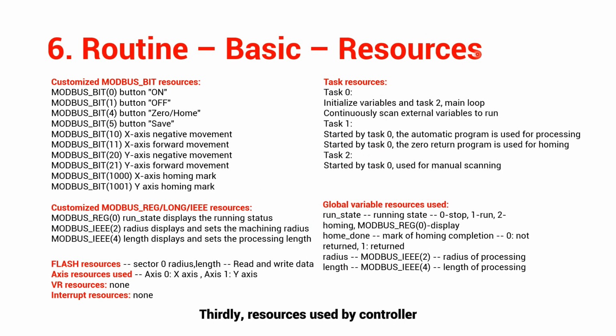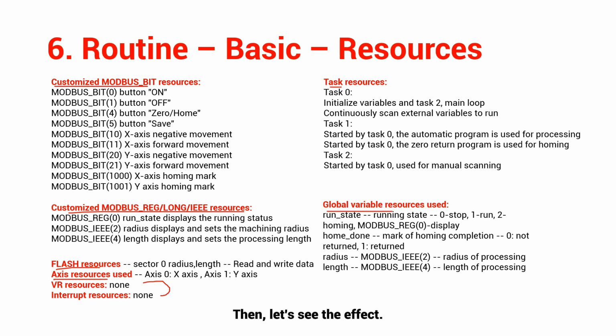Thirdly, resources used by controllers. It shows 8 kinds of resources that can be used usually. Here, there are 6 resources. Number 1, customized Modbus bit. Number 2, customized Modbus word registers. Number 3, tasks. Number 4, global variables. Number 5, flash. Number 6, axes. No VR and interrupt resources here.